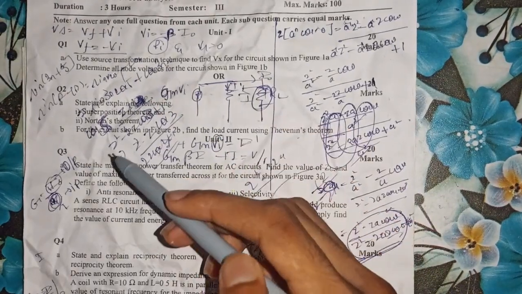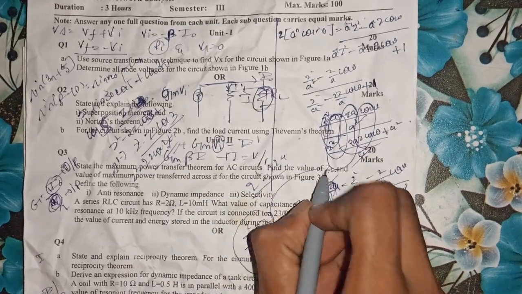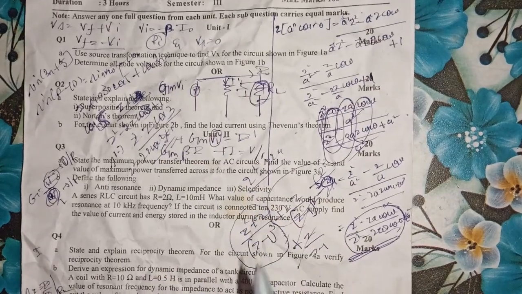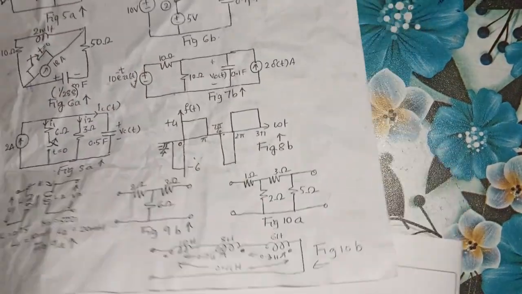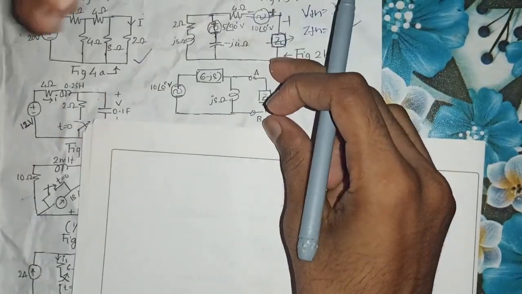There is a question which states: for the maximum power transfer theorem for AC circuits, find the value of ZL and the value of maximum power that is transferred across it for the circuit shown in figure 3a. So this is the figure. You have to calculate the maximum power that is transferred across the load ZL.